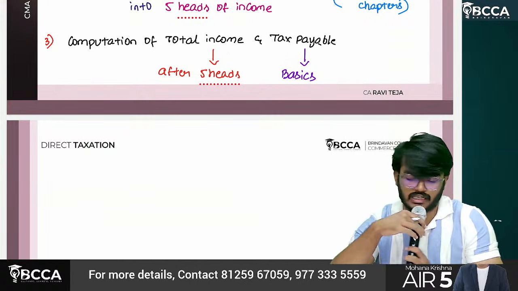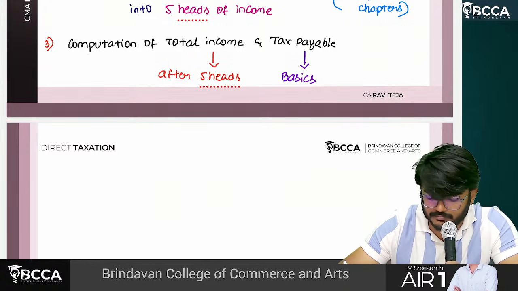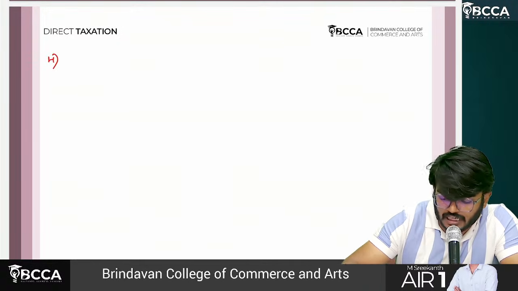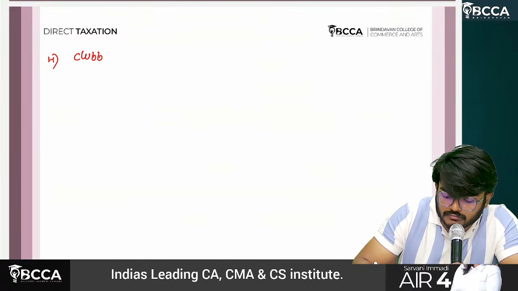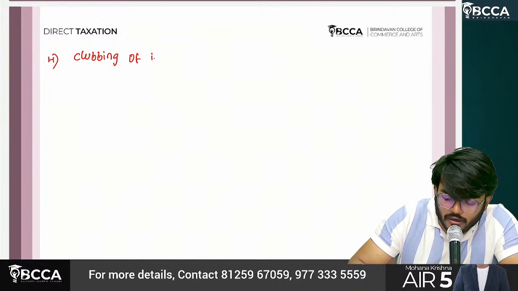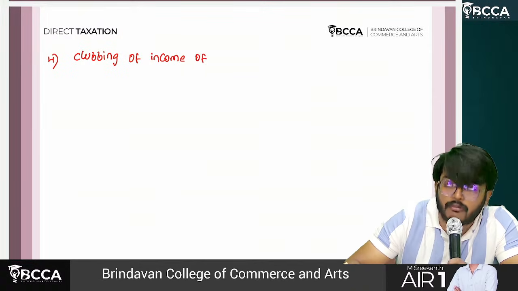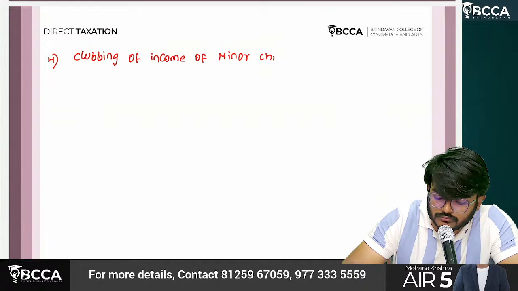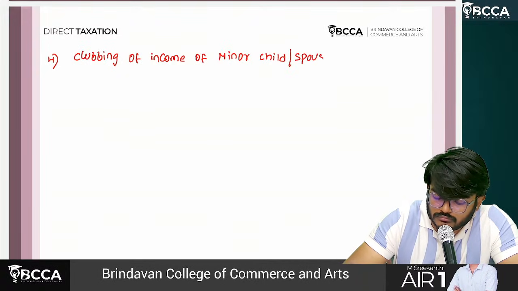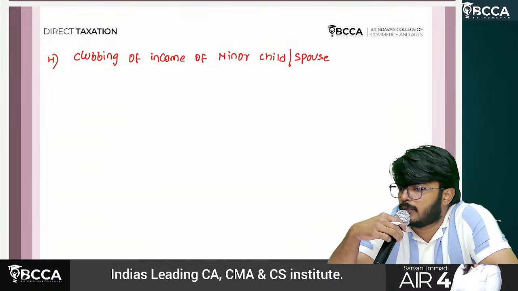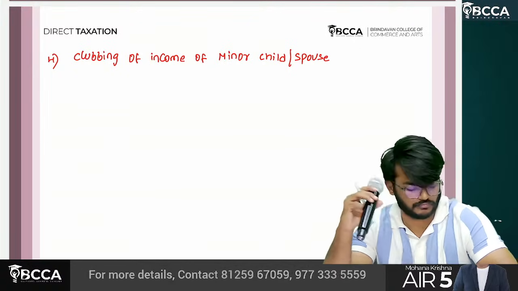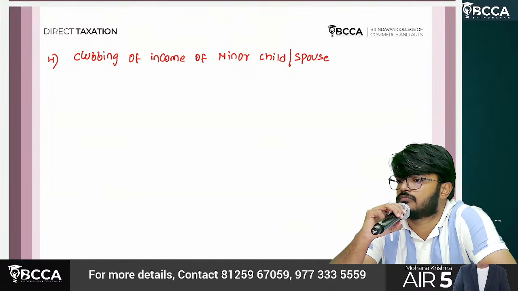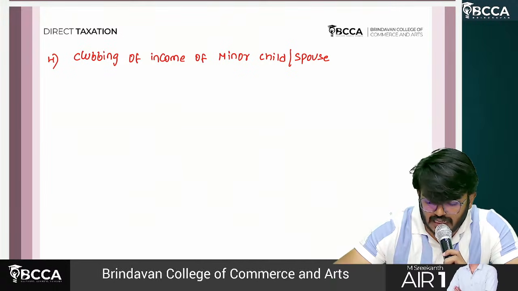Okay. So 3 steps we have completed. Fourth step, what we have to do is clubbing of income of minor child or spouse. Okay. This also we are having a separate chapter.